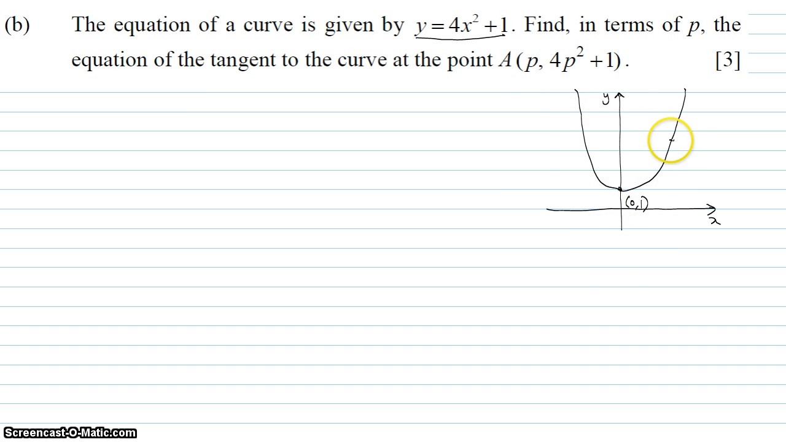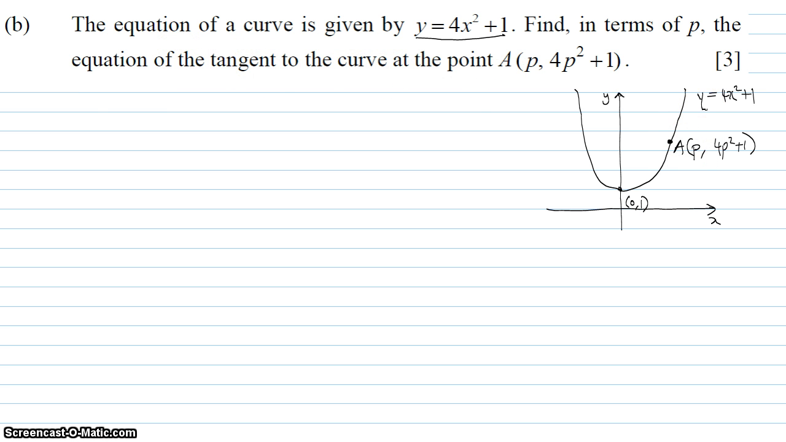And so I have a point on this curve, A, (p, 4p squared plus 1). And you'll notice that this is just the equation of the curve: y equals 4x squared plus 1. So if x equals p, y equals 4p squared plus 1. Nothing to get too nervous about. So what do we need to do? We just need to find the equation of the tangent to the curve at this point.